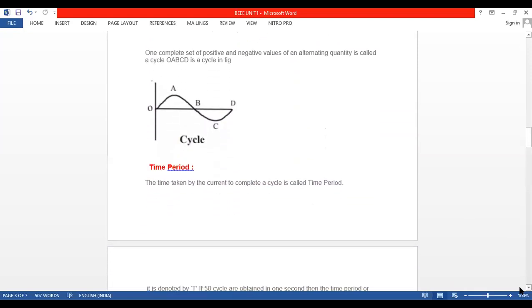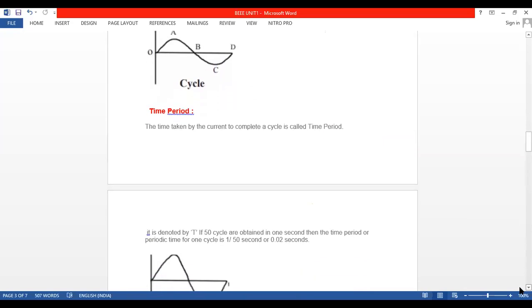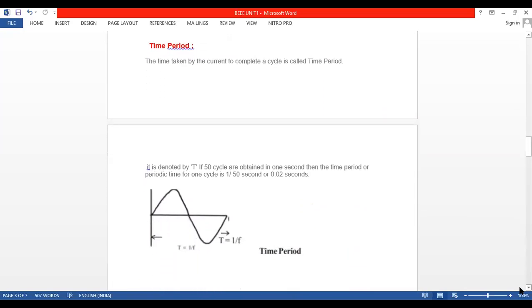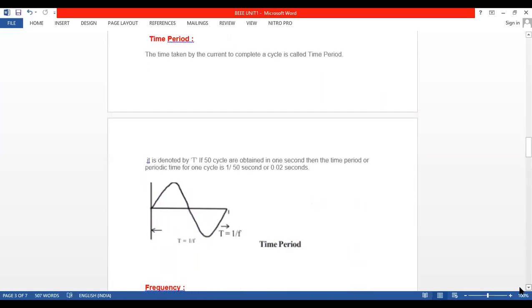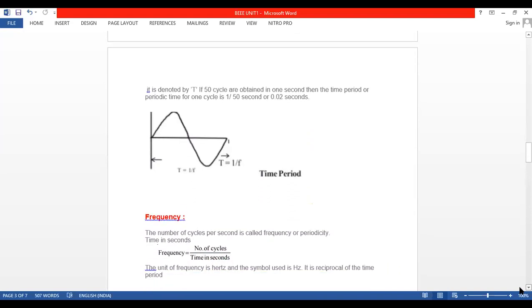So now, what is the definition of time period? Every definition is present inside the graph. The time taken by the current to complete a cycle is called the time period. That's a one line answer only. So why are you studying all these definitions? Because AC current contains positive off and negative off.